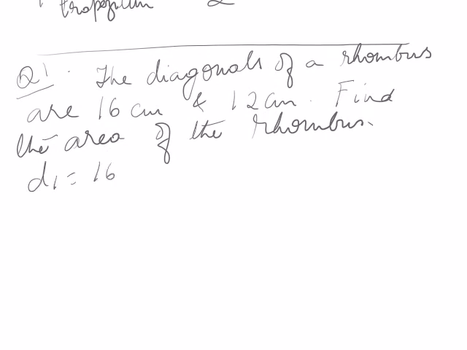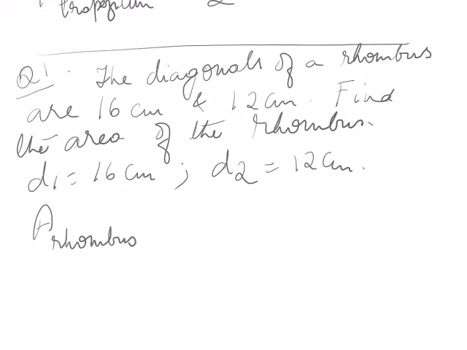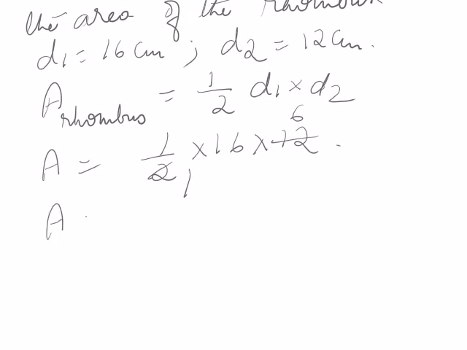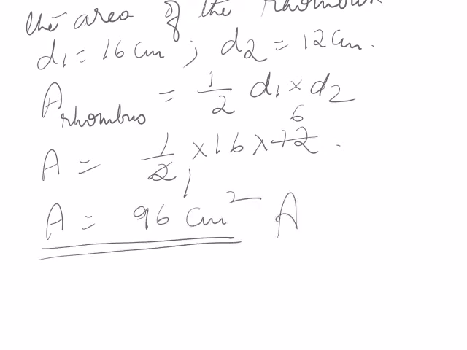So that means what is the given data? D1 is equal to 16 centimeter, that is diagonal 1, and diagonal 2, D2, is equal to 12 centimeter. So area of the rhombus is equal to half D1 into D2, right? So area is equal to half 16 into 12. So 2 ones are 2, 6 twos are 12, 96. So 96 centimeter square is the area of the rhombus. Isn't it very easy?